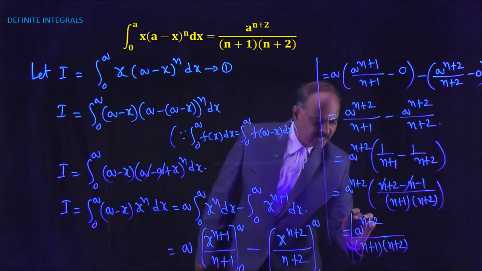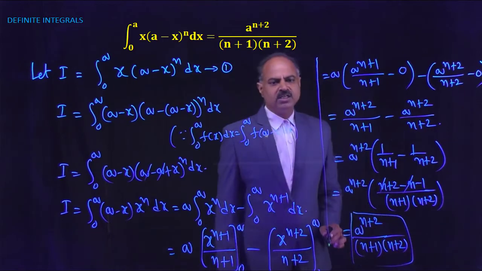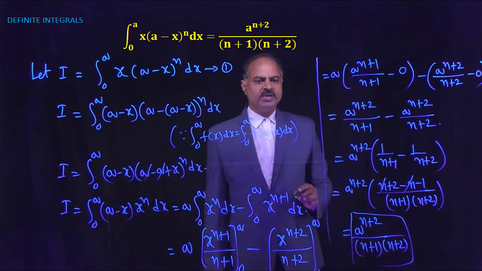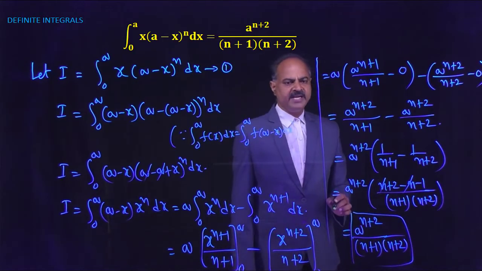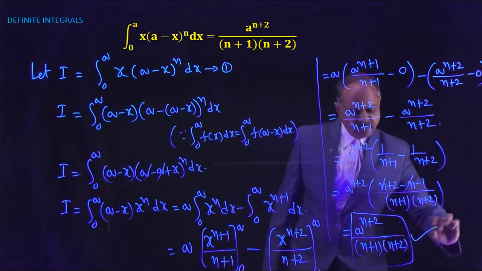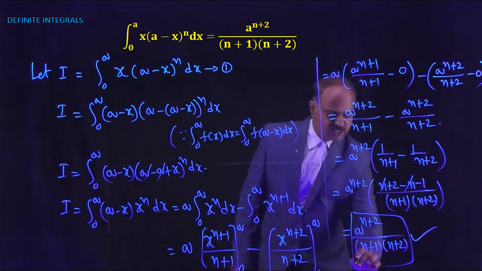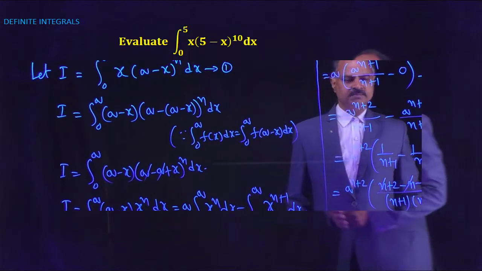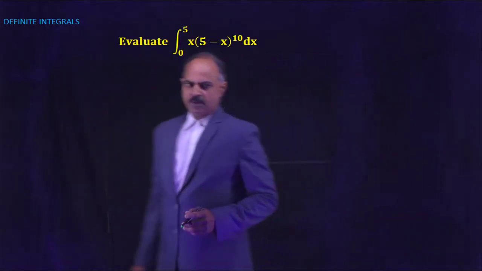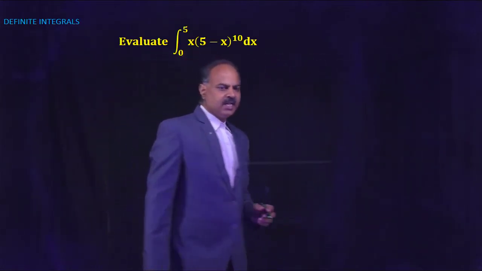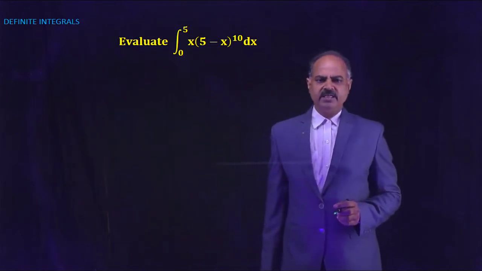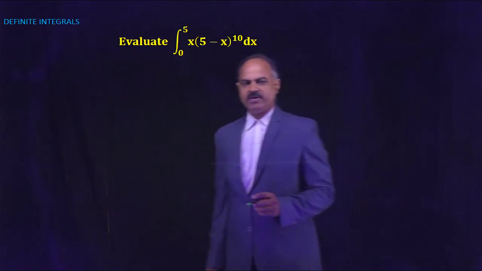Therefore, integral 0 to a x into (a minus x) whole power n dx equal to a to the power n plus 2 by (n plus 1) into (n plus 2). Next, for example, integral 0 to 5 x into (5 minus x) whole to the power 10 dx.